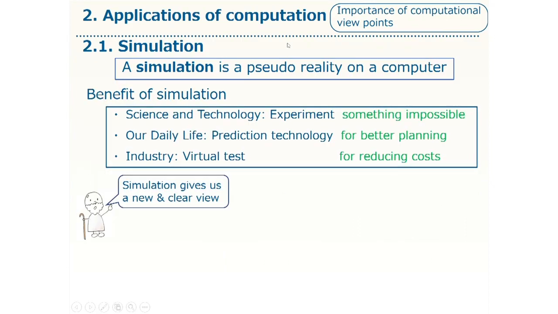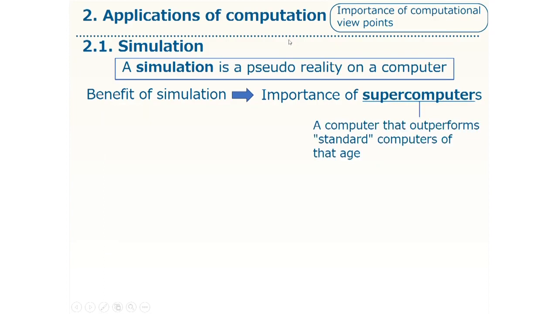We have seen how to design a simulation and how to use it. Then, this may be a good timing for me to mention the importance of supercomputers. A supercomputer is a computer that outperforms standard computers of each age, maybe 100 times to 10,000 times faster than a powerful PC of today.